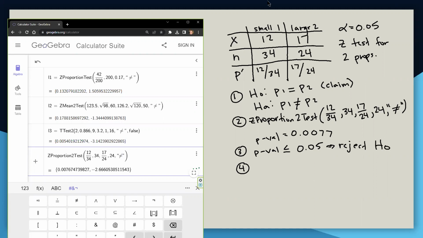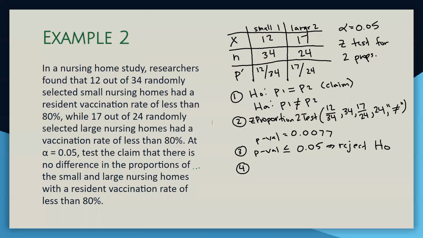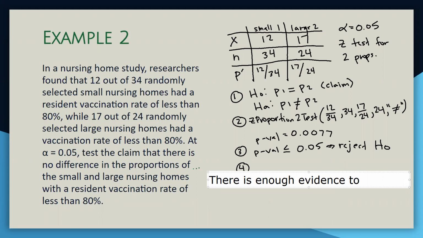And then our last step is to write that summary. I'm going to construct the sentence frame really quick. So based on step 3, we're rejecting, so there is enough evidence. And then going back to step 1, it's the null that's the claim. So we're talking about rejection. There is enough evidence to reject the claim that, and then we summarize that claim. There is no difference in the proportions.